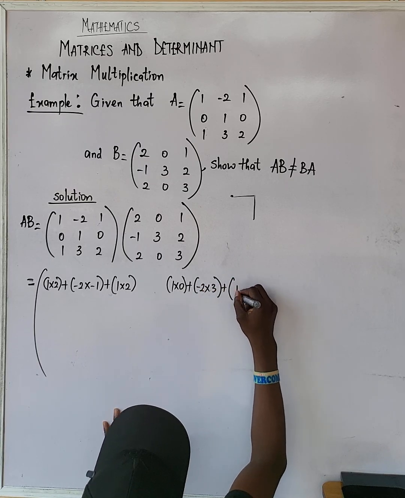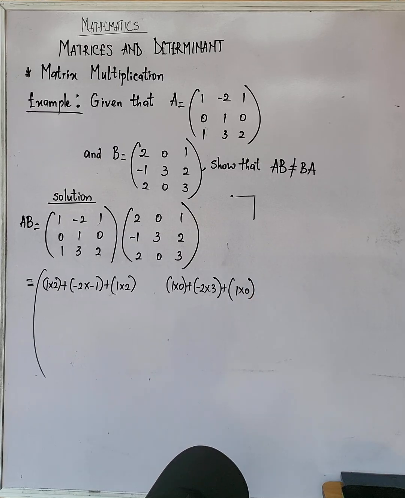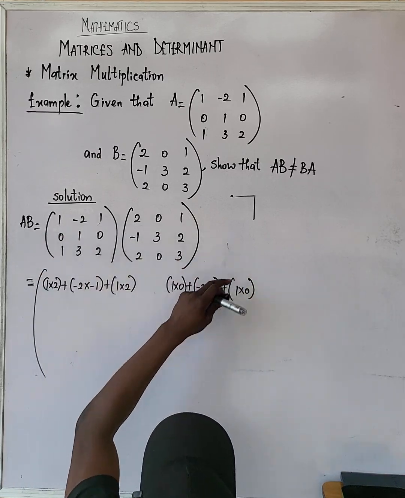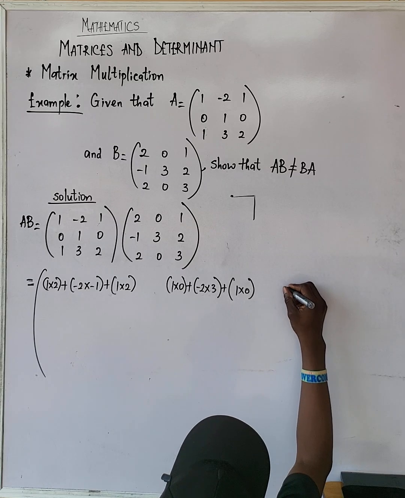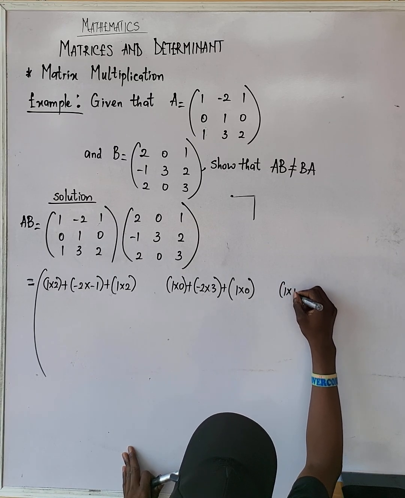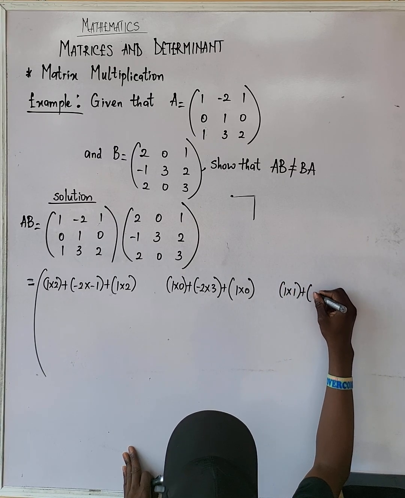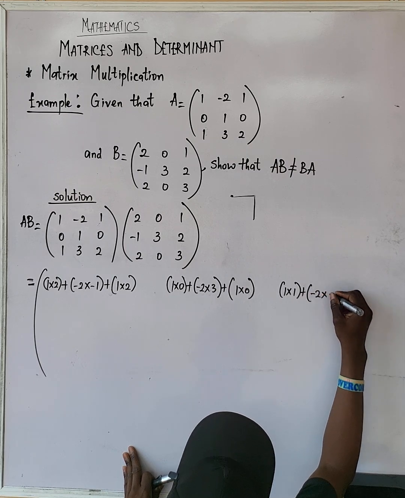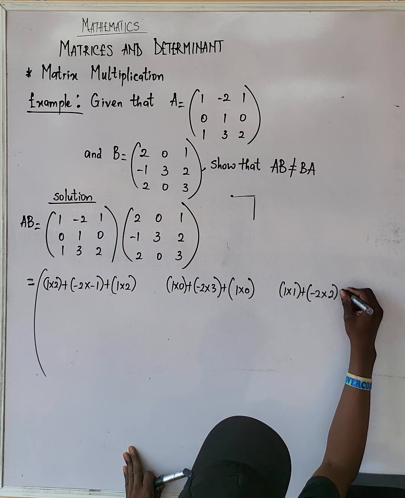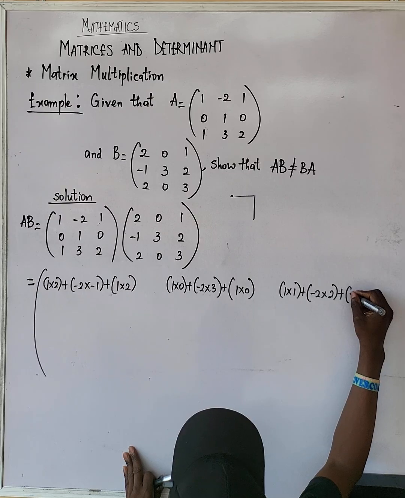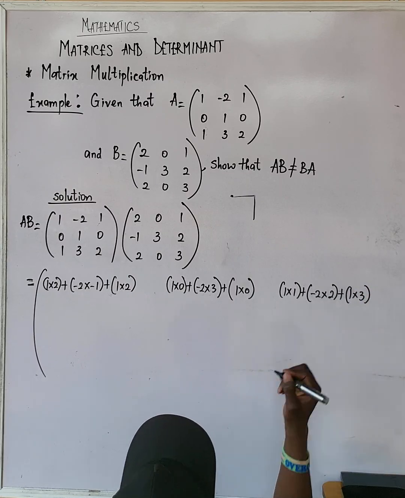Then plus 1 multiplied by 0. So you go for the next thing again, for the next column. So that will be 1 multiplied by 1 plus minus 2 multiplied by 2 plus 1 multiplied by 3, right?